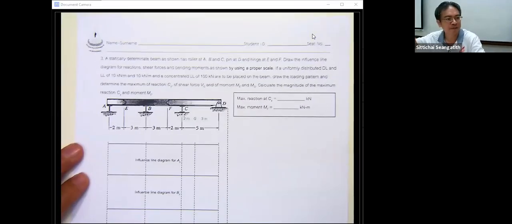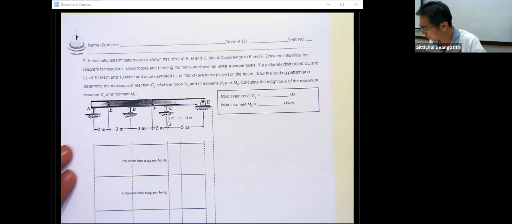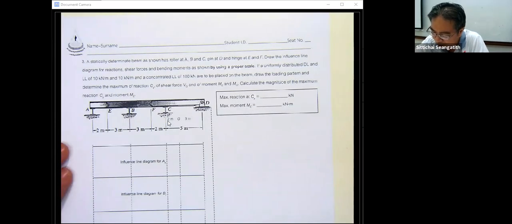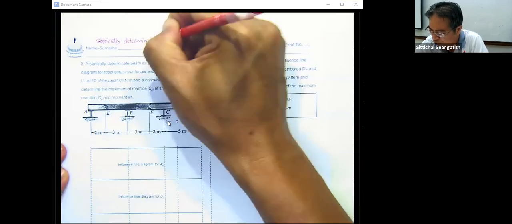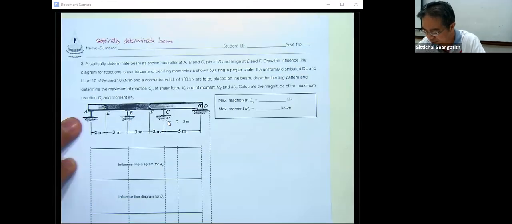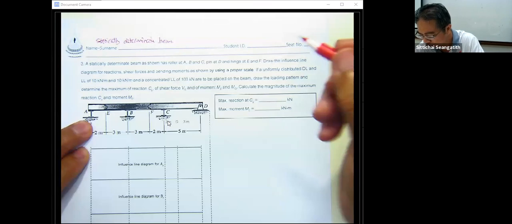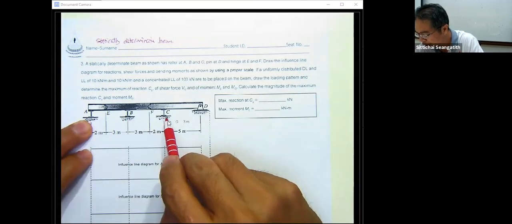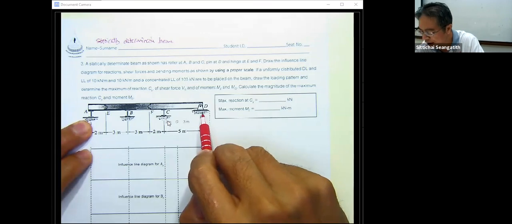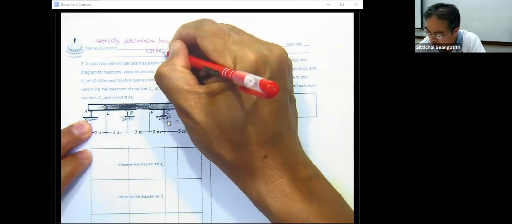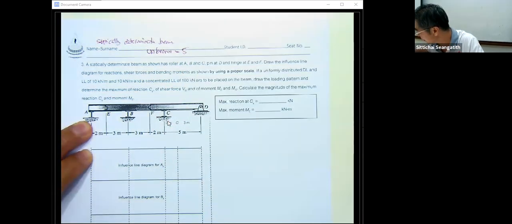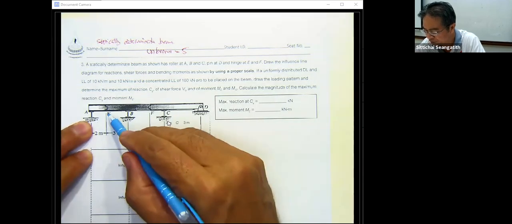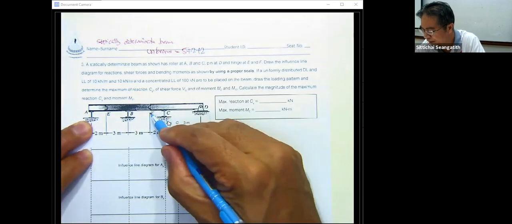Okay, come to this problem. Again, if you check, the beam here is going to be a statically determinate beam for sure. Okay, how many unknowns? That is going to be this one, 2, 3, 4, and 5 unknowns, going to be 1, 2, 3, 4, 5. And then there is the connection. This is going to be 2. This is going to be 2. So the total is going to be 9.